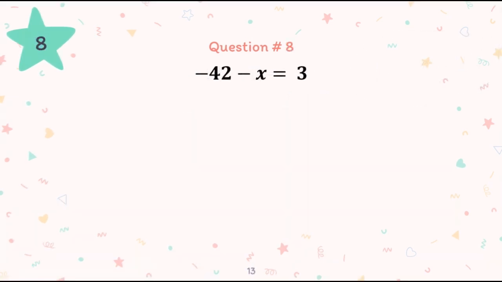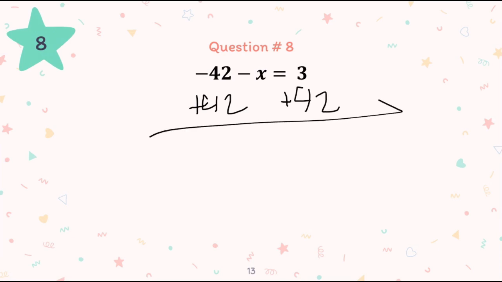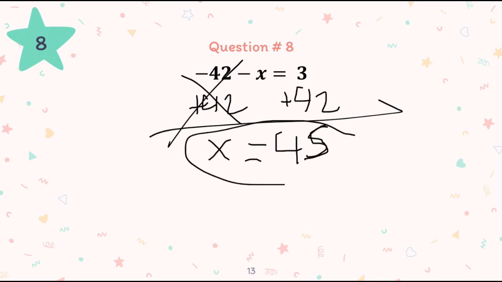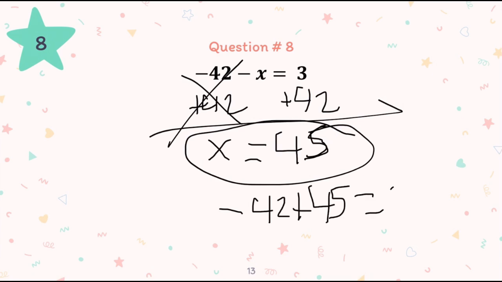So for this one, I did the opposite of subtracting, which is adding, so I did plus 42. And what I do on the left side, I do on the right side, so I did plus 42 as well here. So the subtracting sign and the adding sign cancel each other. So now we're left with x, and then x equals 3 plus 42, which is 45. And x equals 45. And to see if we're correct, we do negative 42 plus 45, which is equal to 3.